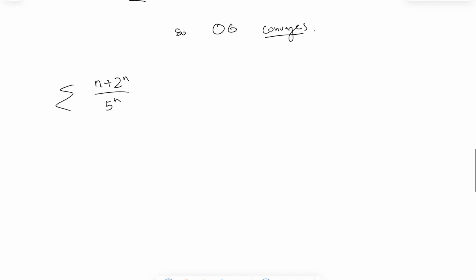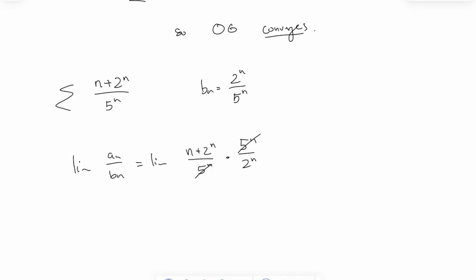So this one, I choose the dominant terms on the top and the bottom, and that's going to be 2 to the n and 5 to the n. And then we do the comparison. So the limit of an over bn, I'll write as an times the reciprocal of bn. So it's n plus 2 to the n over 5 to the n times the reciprocal of bn, that would be 5 to the n over 2 to the n, right? The 5 to the n's cancel entirely, and then the other stuff remains: n plus 2 to the n over 2 to the n, right?